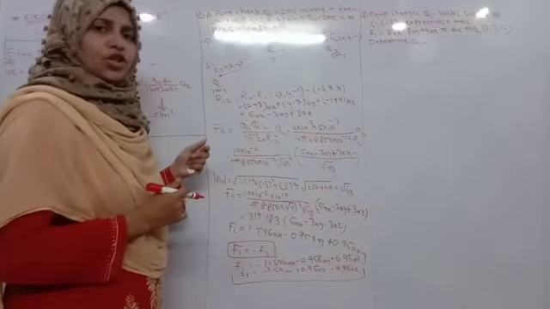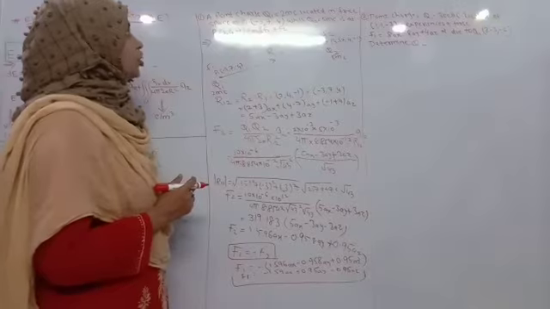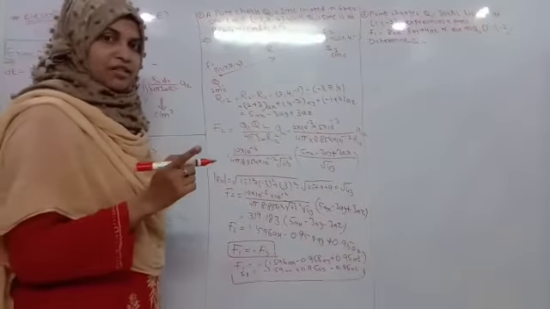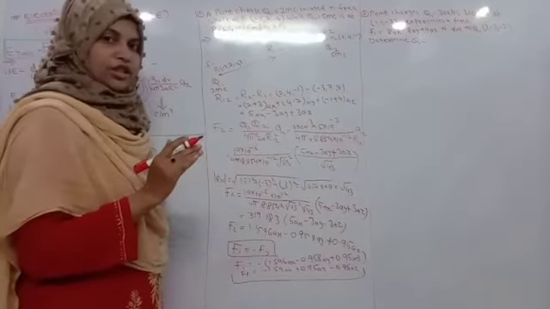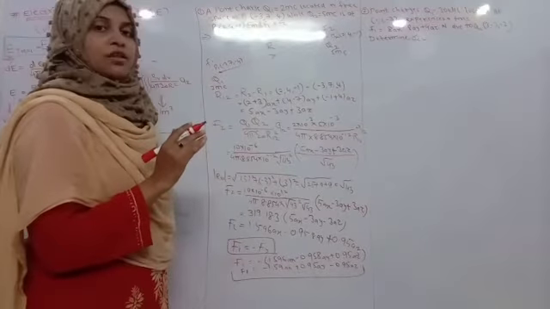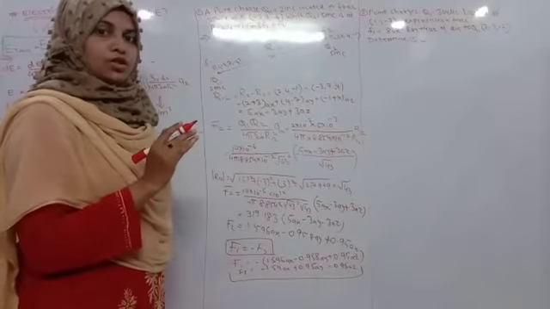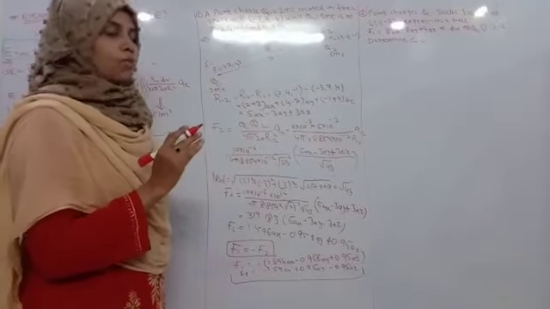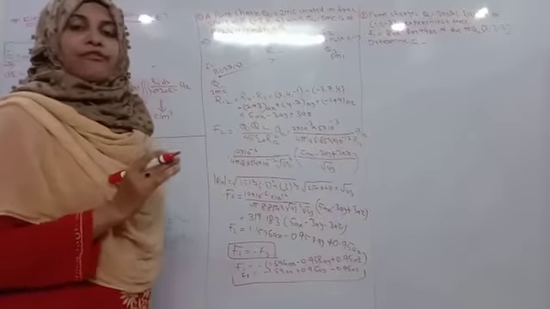Here I have solved one of the numericals, just go through it. All of you note down this numerical. A point charge Q1 equals 2 millicoulomb is located in free space at the point minus 3, 7, minus 4, while Q2 equals 5 millicoulomb is at the point 2, 4, minus 1. First of all, find the forces F1 and F2.